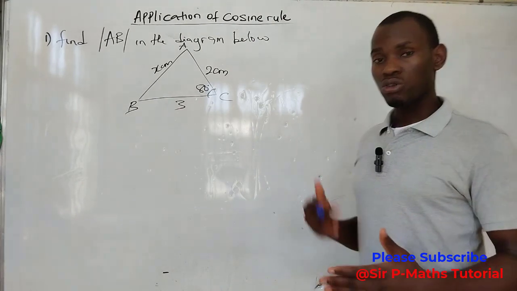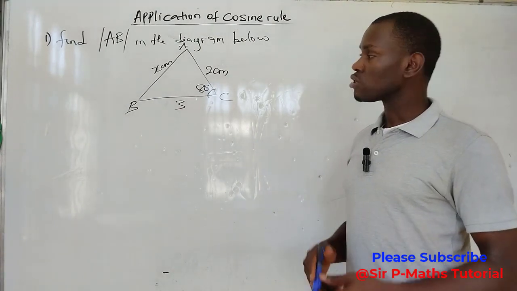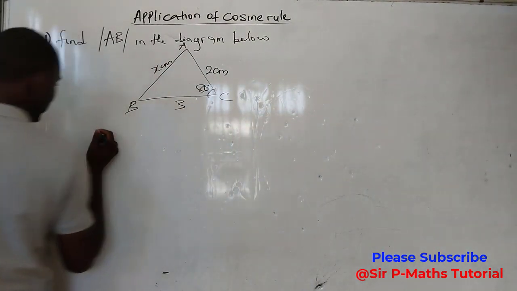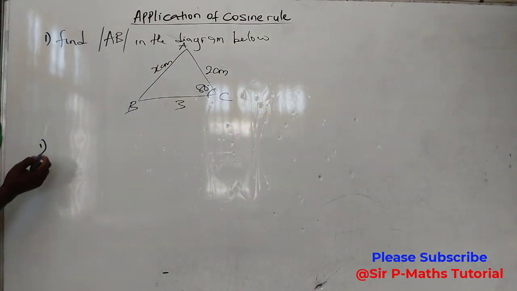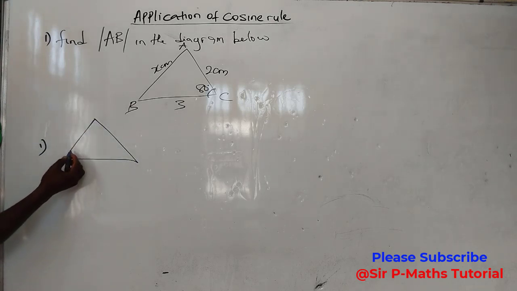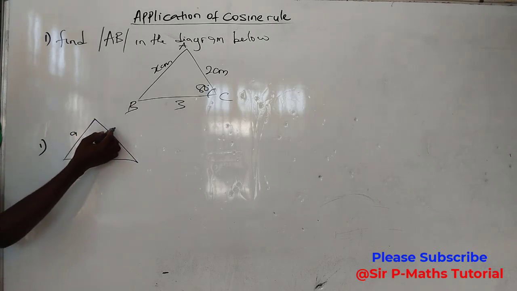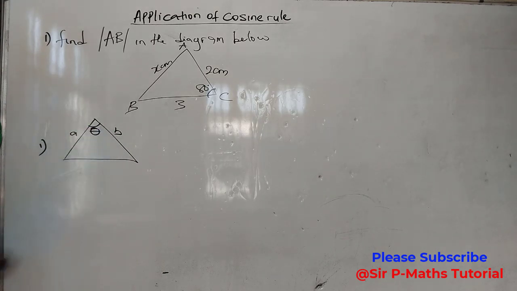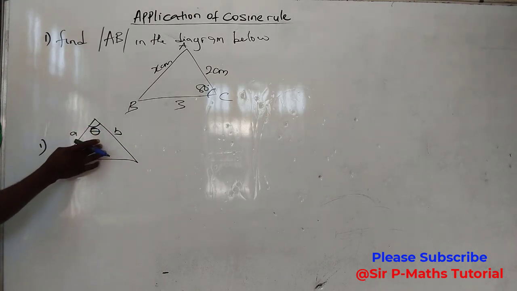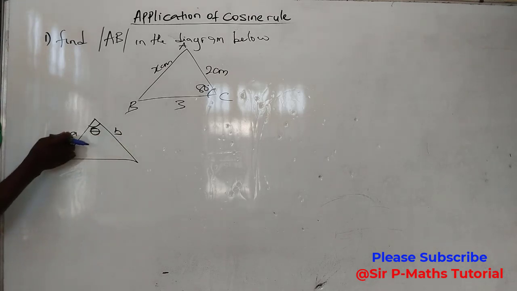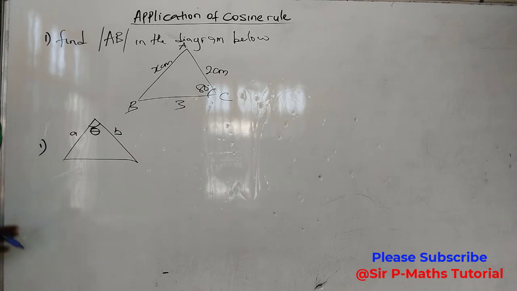Before we do that, let's consider the conditions for which we use cosine rule to solve a problem on a triangle. The first condition we'll be seeing is whenever you have a triangle and you are given two sides of that triangle with an included angle, you use cosine rule. We have a triangle, two sides are given, an angle in between the two sides given. We use cosine rule to solve.